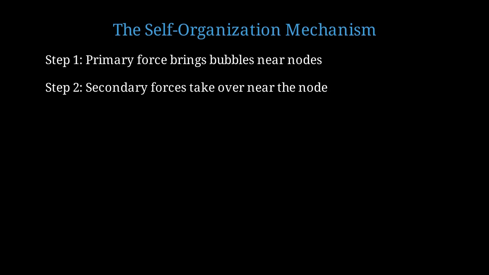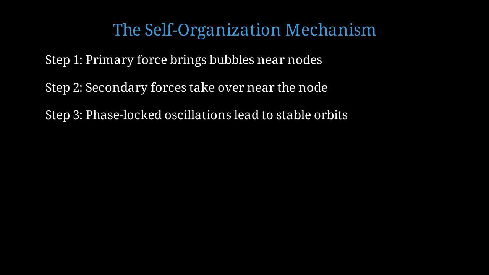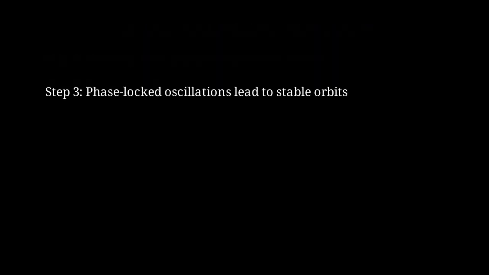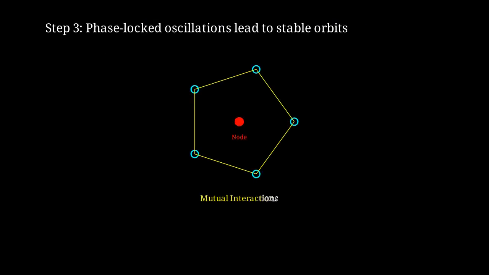Now we can understand the mechanism behind the self-organization of bubble structures. First, the primary Bjerknes force does its job and brings bubbles to the vicinity of pressure nodes. Once near the node, the primary force weakens dramatically and secondary forces between bubbles become dominant. The bubbles lock into synchronized oscillations, and the secondary forces create stable orbital configurations rather than allowing the bubbles to settle. This shows how bubbles arrange around a node with mutual secondary interactions, creating a stable pentagonal pattern.